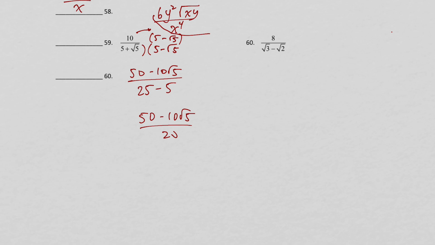And I can divide everything by 10. This becomes a 2, that becomes a 5, that becomes a 1. Remember, you never write 1 root 5. So in the numerator, I have 5 minus root 5 all over 2.